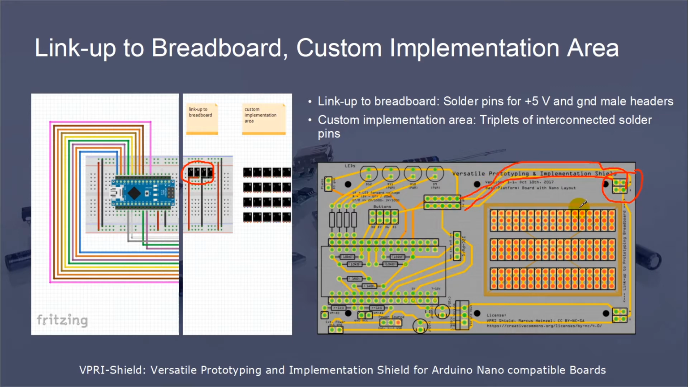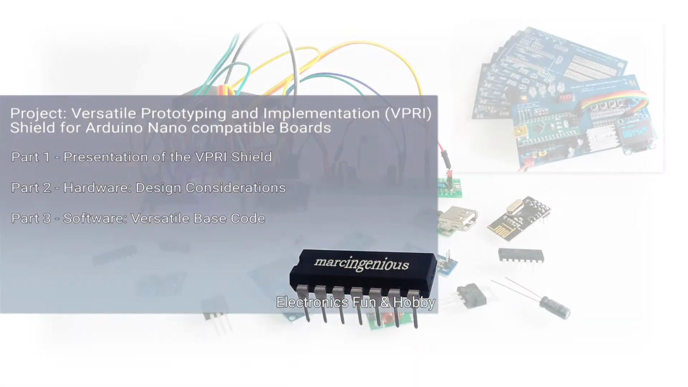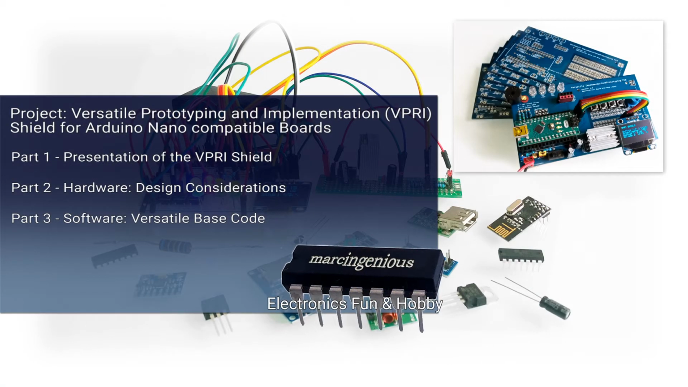Finally, there is a custom implementation area on the shield. This area has no connection to any other parts at all. The custom implementation area is made of triplets of interconnected solder pins, which can be used for any element you want to add to your device. Okay, that's it about the hardware design considerations.